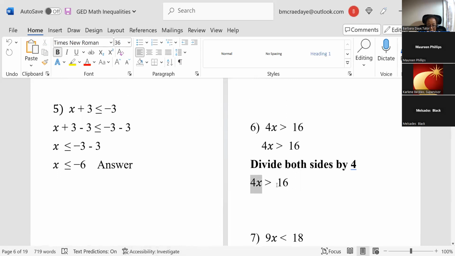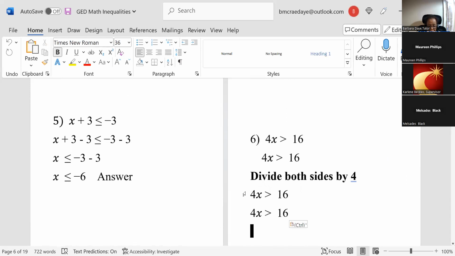Let me just put this here. Down 4. Okay. So that would just be X greater than 4. That's your answer. Very good. 4 to 16 is 4. And four, four are 16. That's it.